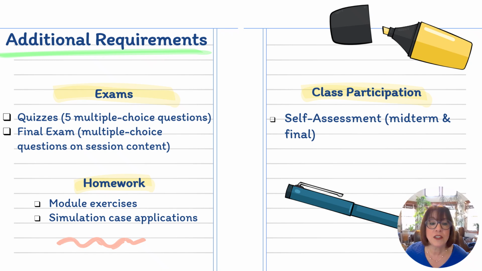So this slide shows the additional requirements that you have. Now, most weeks you will take a 5-question quiz on the assigned readings. Most of the time you'll take a quiz on Brightspace. At the end of the semester, you will take a couple of the quizzes in class when we meet in person. On the last day of class, you will have an in-person final exam consisting of multiple choice questions.